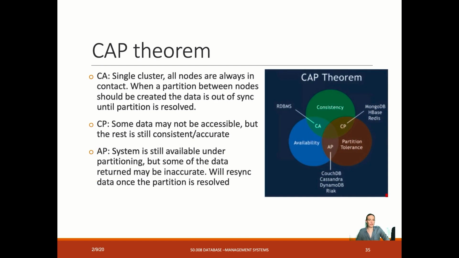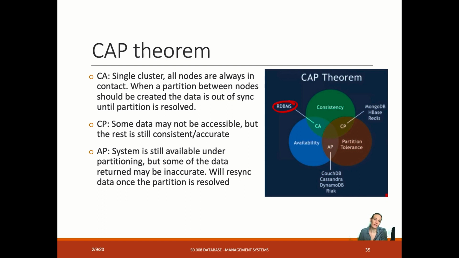Let's have a look at some examples. Here we see the popular database systems indicated in terms of which two characteristics, consistency, availability, or partition tolerance, they adhere to. RDBMS, Relational Database Management System, SQL, and the likes, they fall between consistency and availability. So all nodes are always in contact. When there's a partition, then it just doesn't work, right?